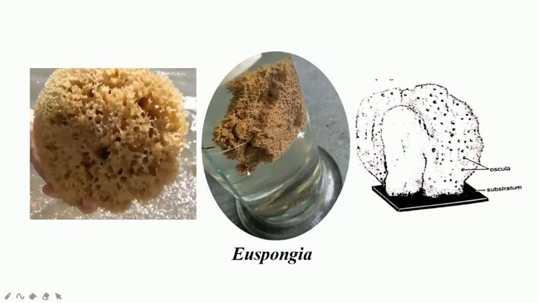Right? So these Euspongia are basically the bath sponge, and they have pores which are extensively present all over their body. You can see the size of the pores, which are more prominent in the picture on the left hand side, which is a sponge that was extracted from the sea, and these pores are basically the oscula.